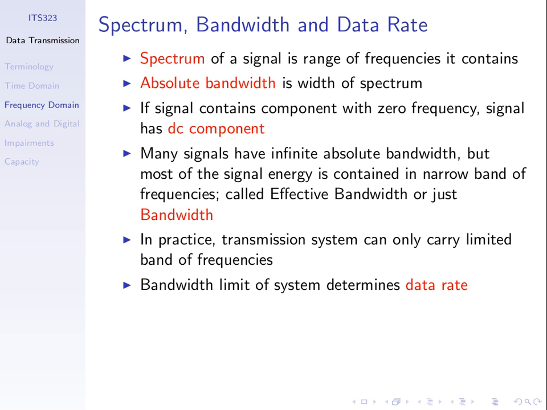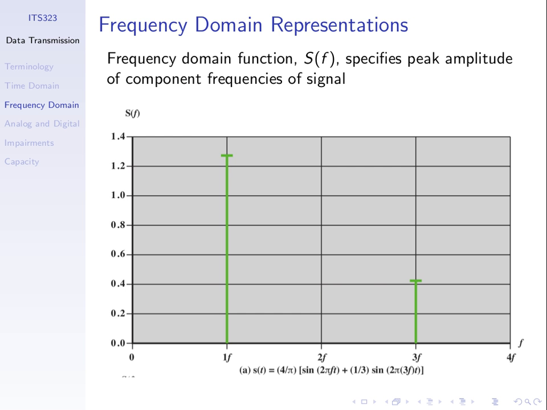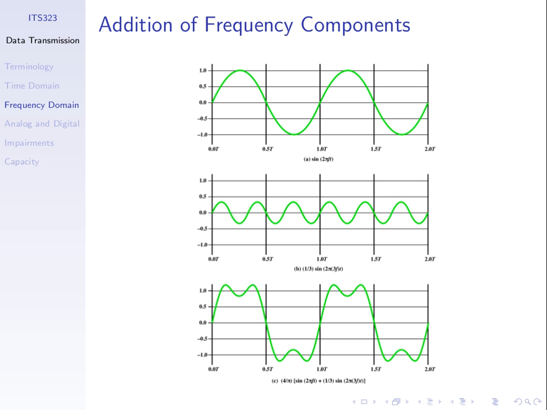Looking at our plots, looking at this bottom plot, this is our plot of the signal. If I show you this, and I ask you, what's the bandwidth of that signal? How do you find it? What's the absolute bandwidth of the signal at the bottom?